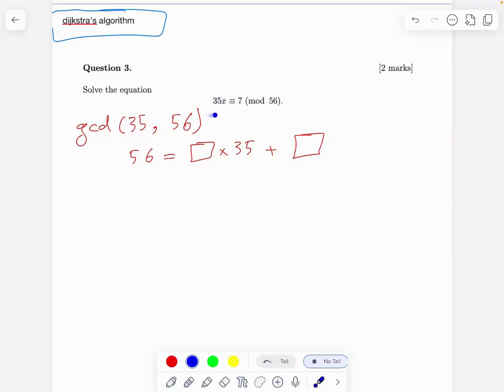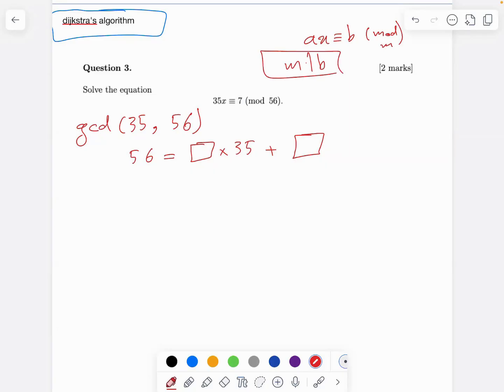To make sure there is a solution for this one, what type of equation? A x congruent to B mod M. There is a solution if the GCD of A and M divides B, not M. I repeat: to make sure there is an x for this equation, the GCD of 56 and 35, and the right hand side, 7, has to be divisible by the GCD of 56 and 35.